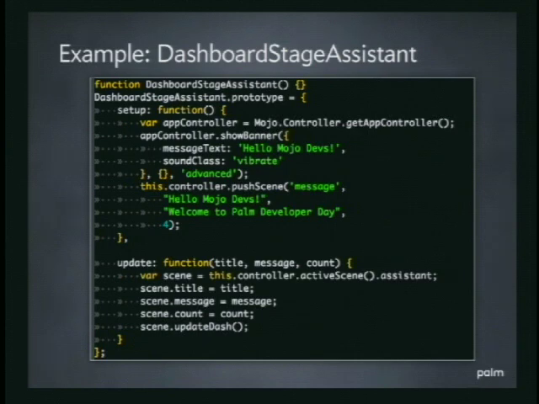After that, I just push the scene and set a default message, which you guys should have seen. And there's an update function that will just call into my scene assistant. This is kind of hacky because it assumes there's only one scene, but it's a dashboard, so there's normally only one scene. So get the active scene and then update its title message count, and then finally update the HTML.